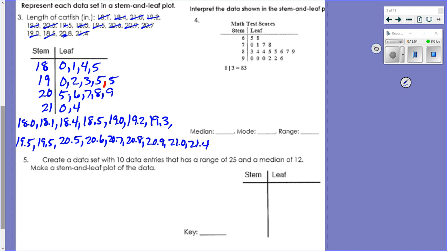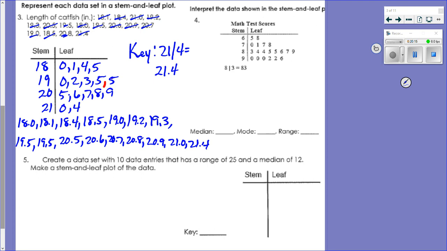So here's why my key is so important, guys. My key I'm going to use, again, my last value. I'm going to say 21 bar 4 equals 21.4. So now I've told the reader of my chart exactly what my place values are.